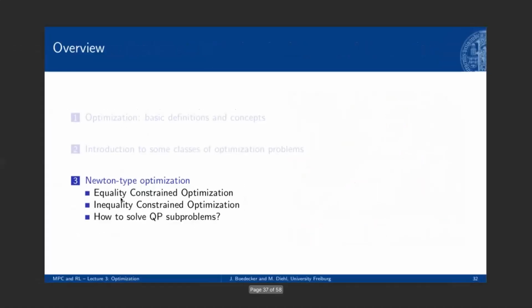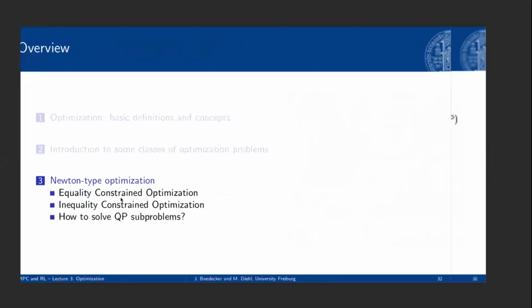I will have three sections: equality constraint optimization, then inequality constraint optimization, and then how to solve QP subproblems. Because they are very important, I focus a bit on them. It's very high level and quick. And I try to jump through some of the math slides. They are, so to say, backup. And I will stop longer at the simpler slides.